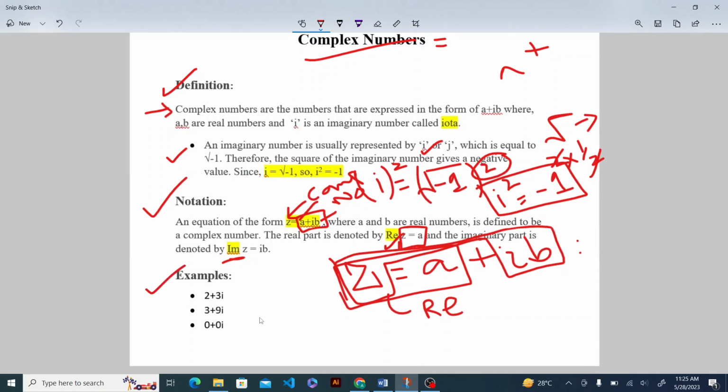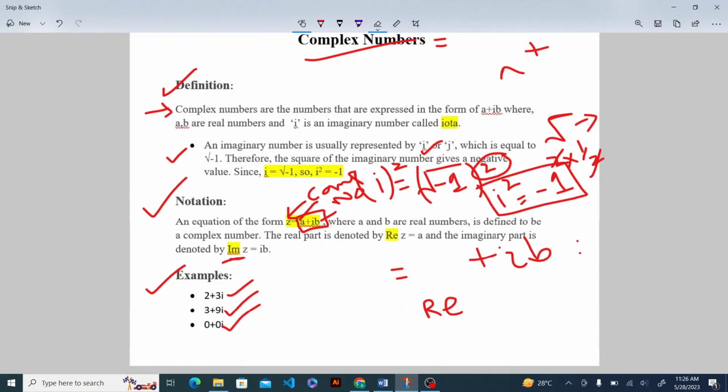Now let us see some examples of complex numbers. The first examples are 2 plus 3 iota, 3 plus 9 iota, 0 plus 0 iota. These are some simple examples of complex numbers. It is not necessary that only positive values will come. There can be negative numbers as well, or rational numbers as well, obviously, because all are real numbers. Let me clear the board first, and I'll write some examples for you here at the bottom.